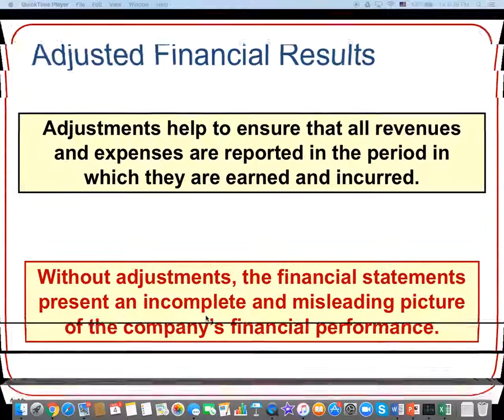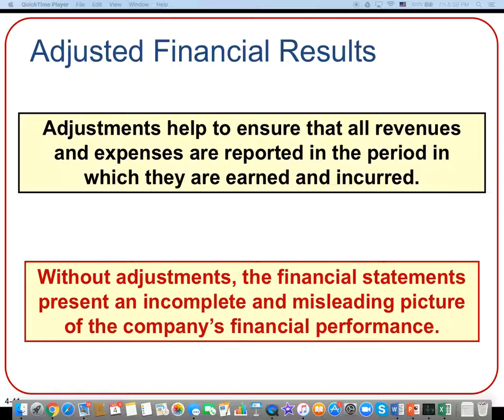So how do adjustments affect financial statements? Adjustments, as we said earlier, help make sure that all revenues and expenses are reported in the period in which they are earned and incurred. Basically, it has two concepts here. For revenue, according to the revenue recognition principle, revenue should always be recognized when earned. Whether they earned it before or after they received the cash, we should record the revenue when they earned it.